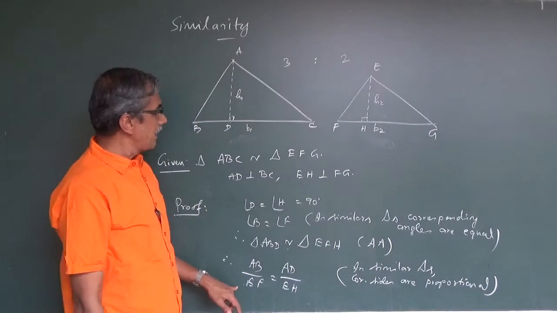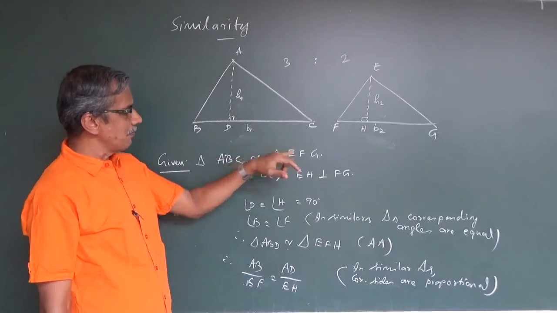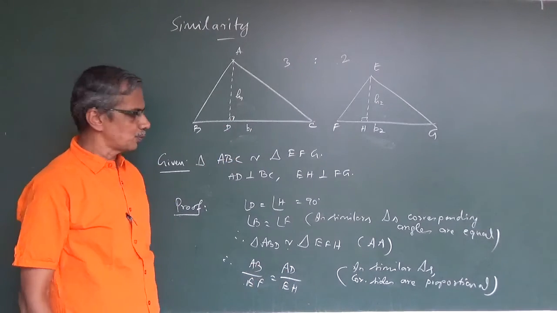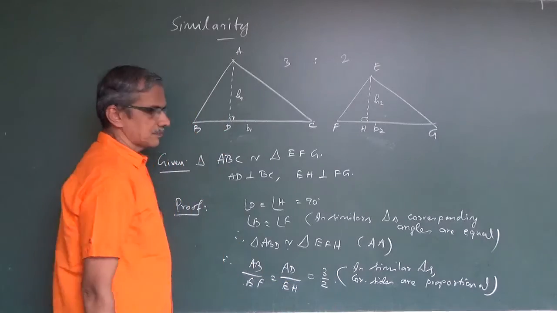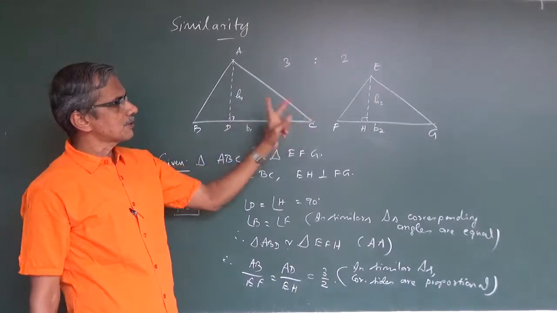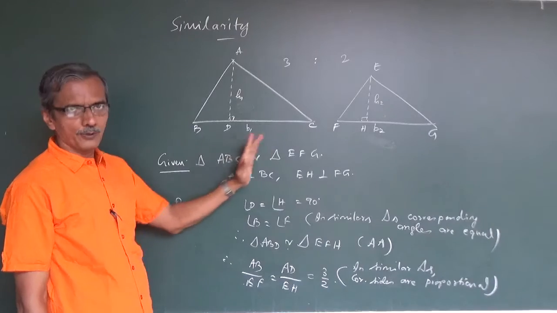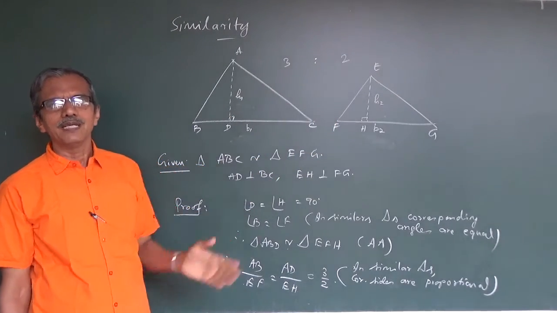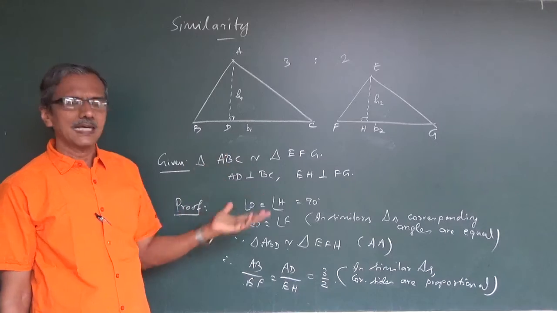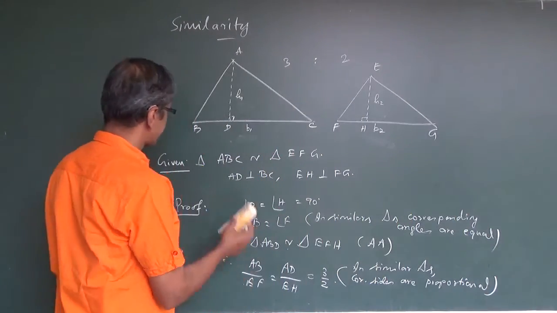Now what is AB by EF? This is already 3:2. Therefore, AD by EH is also 3:2. So altitudes will also be in the same ratio. We have understood this. I hope you understood. So in similar triangles, altitudes will also be in the same ratio as the sides. That is our first conclusion.